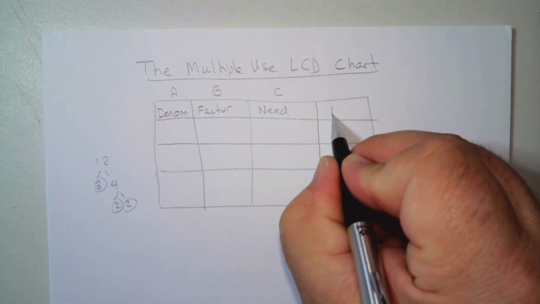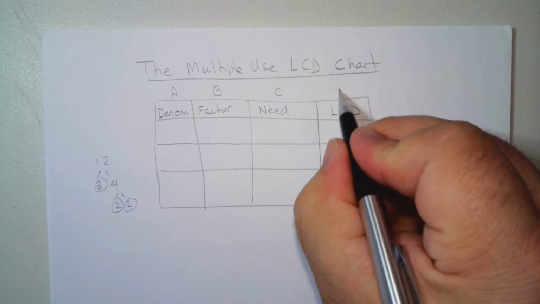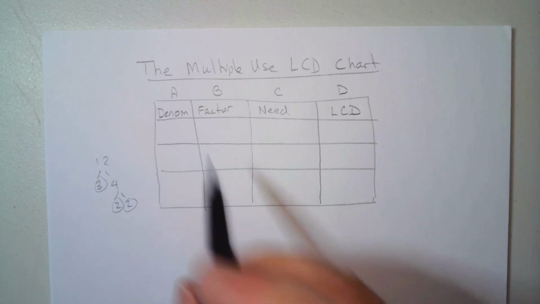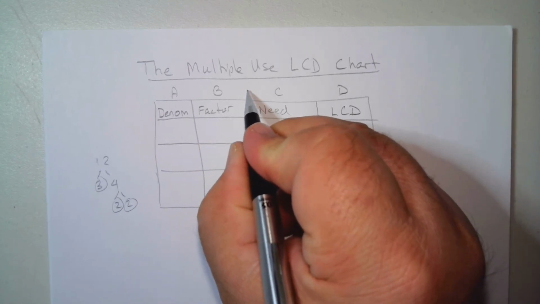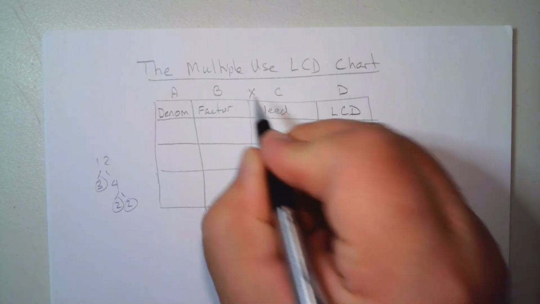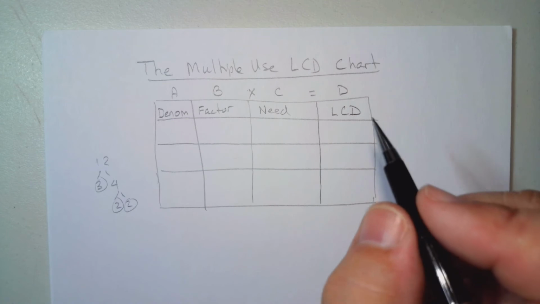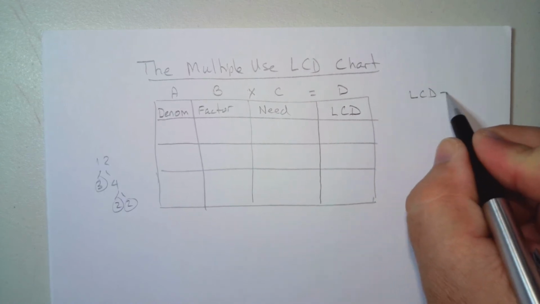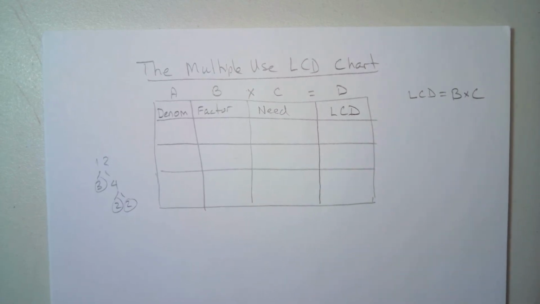And the last column is your LCD. So once you have these first 3 columns filled out, if you multiply B times C, you'll get your LCD. So the LCD equals column B times column C.